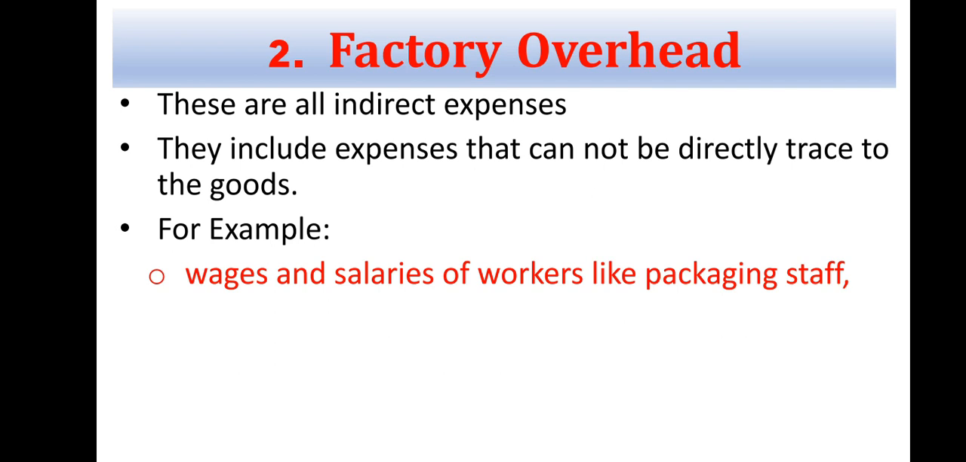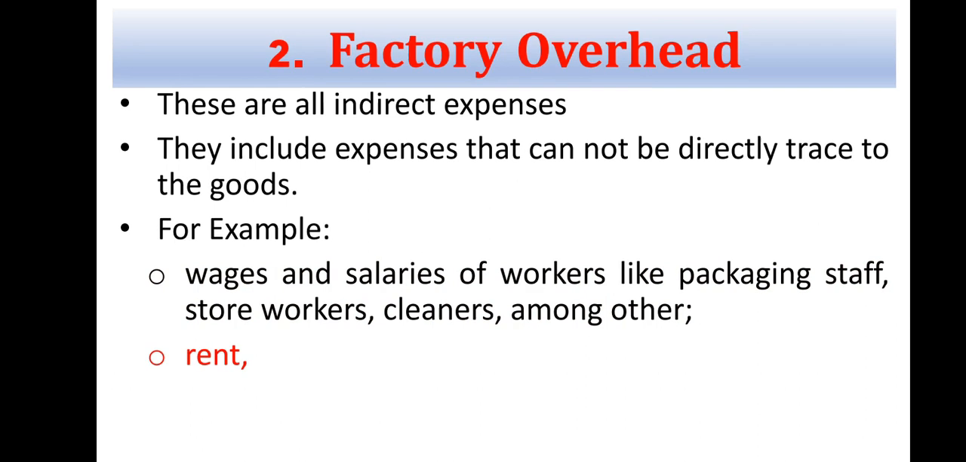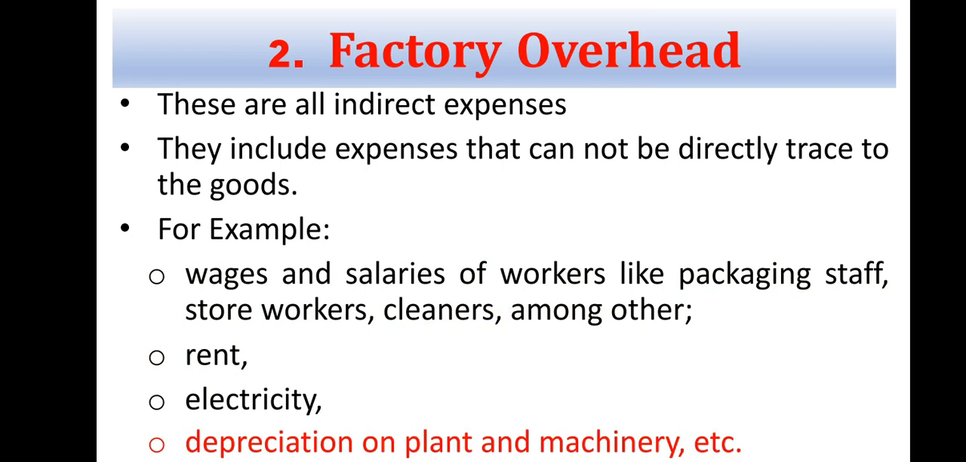So it's more or less a kind of finished product they deal with. So they are also part of the factory workers. So the stock workers, cleaners, and the likes. These are the people that come under the overhead cost. So the cost of rent of the factory, electricity, among other expenses, they are all regarded as overhead cost. And also the depreciation of land and machinery.